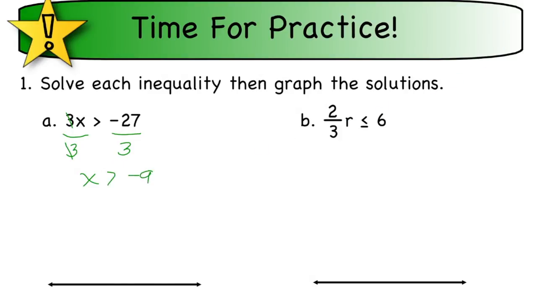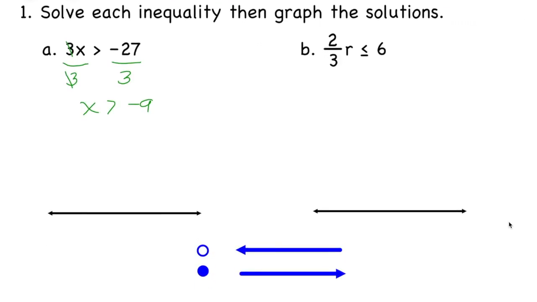So the way that we're going to graph that on our number line, if you recall from our last lesson, there's no equal to with negative 9, so that means negative 9 is our endpoint on the number line. And it's an open dot because it's not included. So we want an open dot on negative 9, and it's all the values that are greater than negative 9, which are to the right. So we're going to shade to the right.